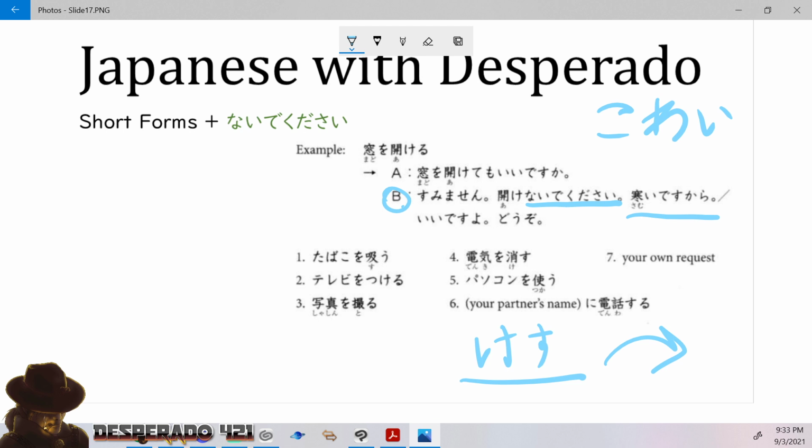Kowai desu kara. Very good. Now let's use the whole thing. Sumimasen, kesanai de kudasai. Kowai desu kara. Kowai desu kara. Very good.